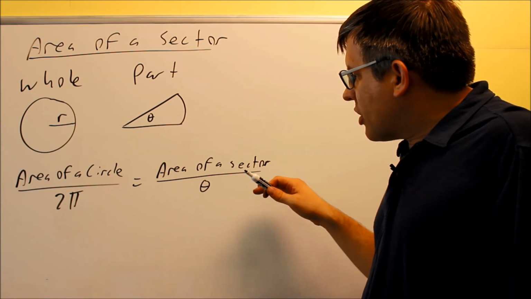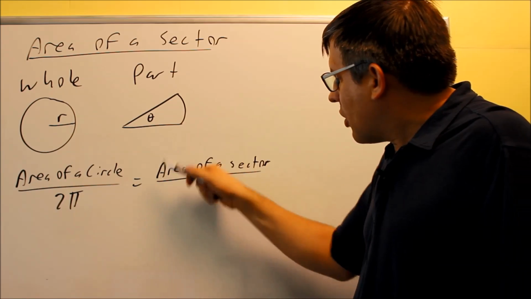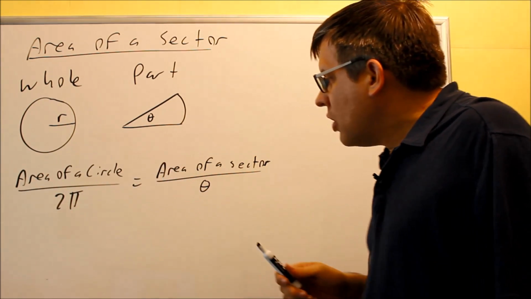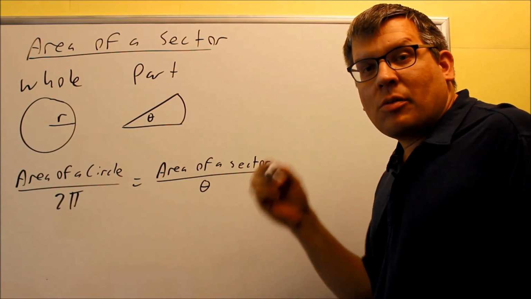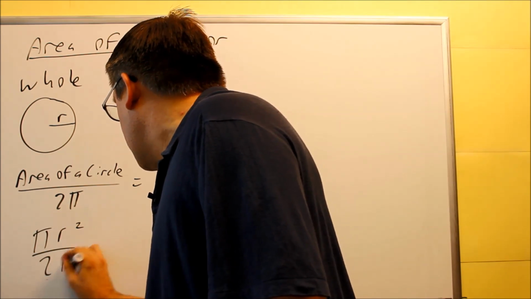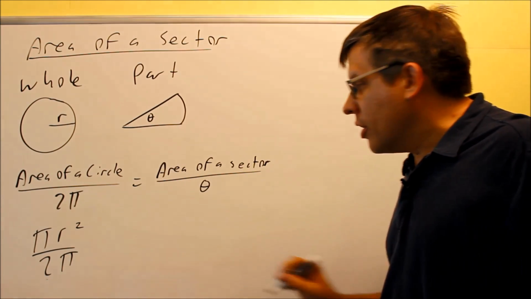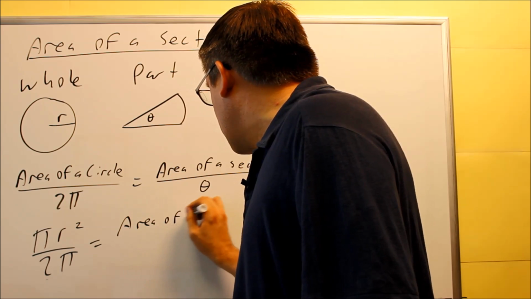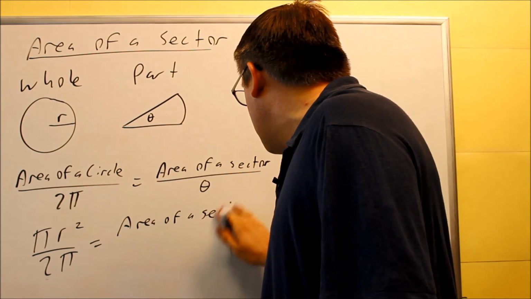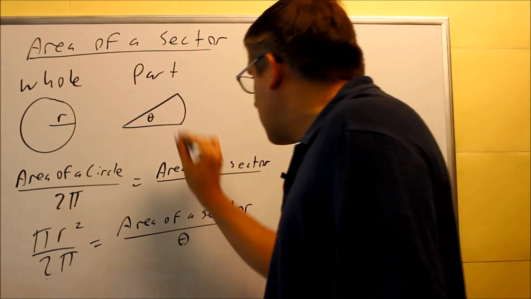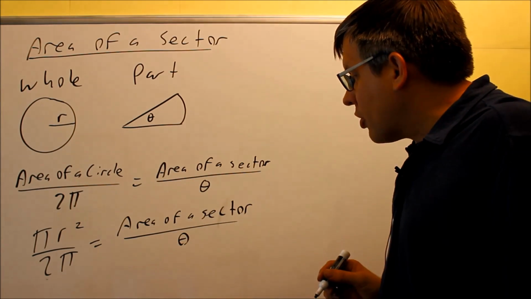What I want to do now is solve for the area of a sector. However, for the area of a circle, we have a formula. That's going to be pi r squared. So pi r squared will go in there, and we have 2 pi down below here. That's going to be equal to the area of a sector, divided by theta, and theta would be the central angle that you would have for that particular piece.